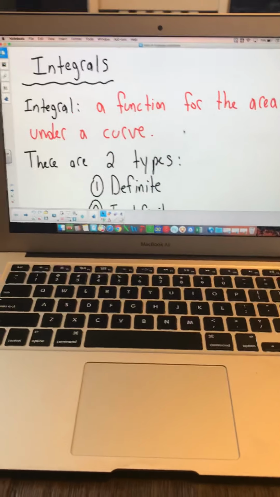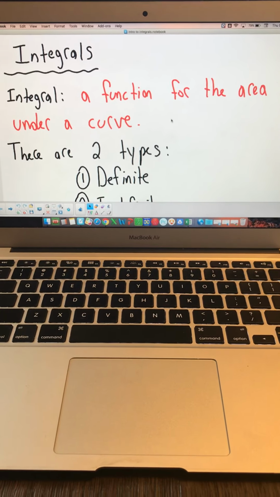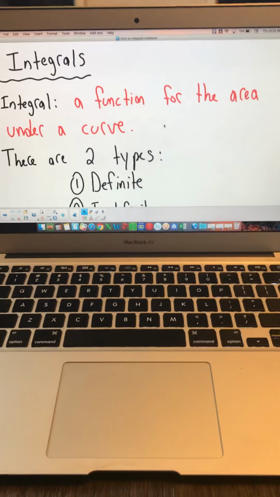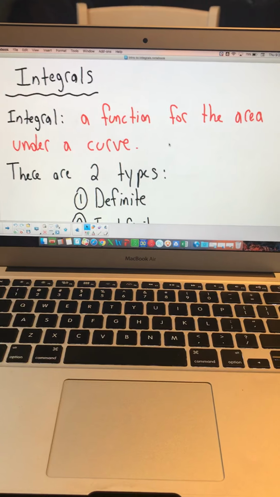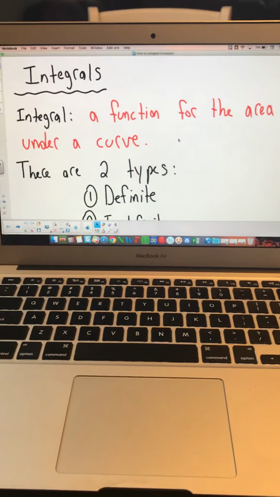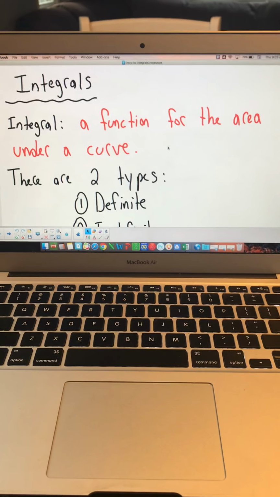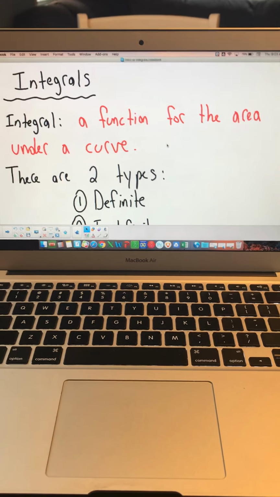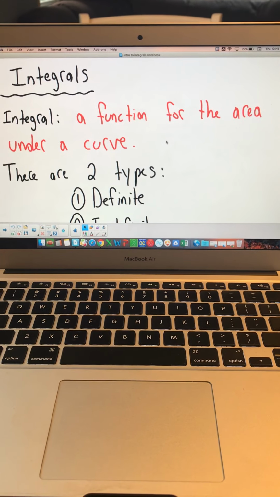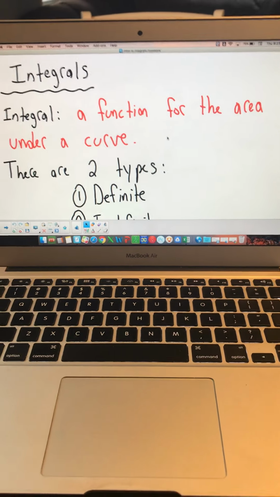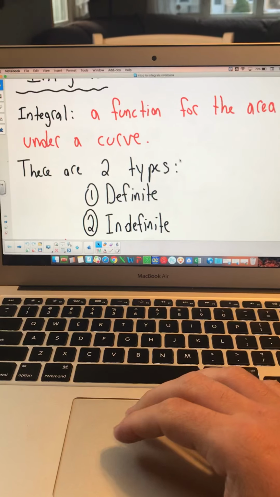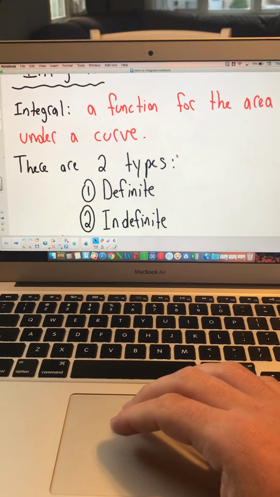Just like for a derivative, we've ingrained in our brain that it's the slope of a tangent line. For an integral, this is important. It's the function for the area under a curve. Area under a curve. Integral. There's two types that we're going to be looking at. A definite integral and an indefinite integral.